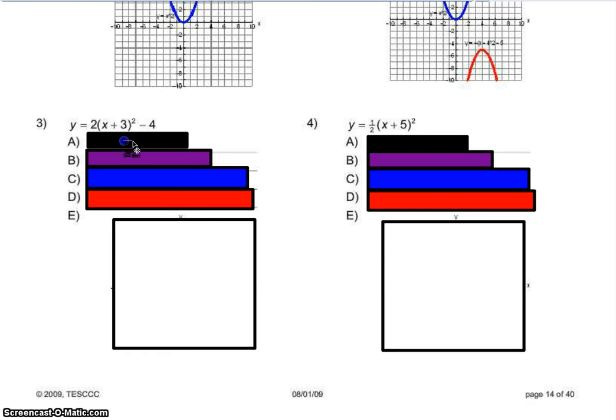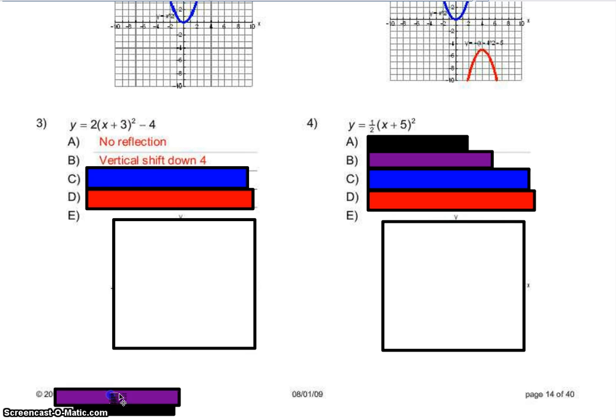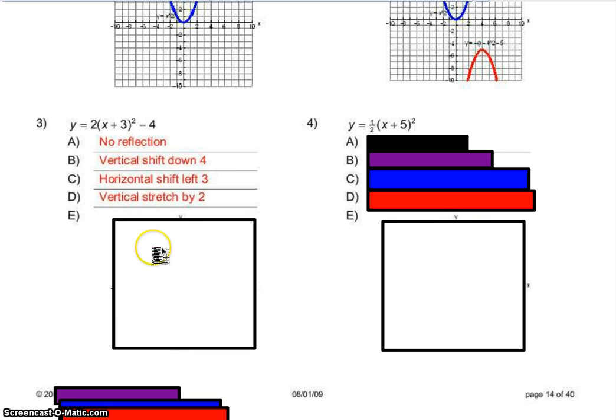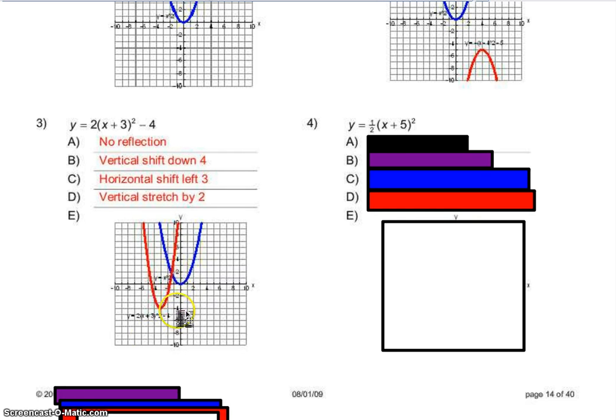There is not a negative at the front, so there's no reflection. -4 at the end sends it down 4. +3 trapped sends it to the left 3. There's a number at the front, so it's a vertical stretch by 2. So you're going to take your vertex down 4, left 3, and a stretch is going to make it narrow. So down 4, left 3, and it's more narrow.